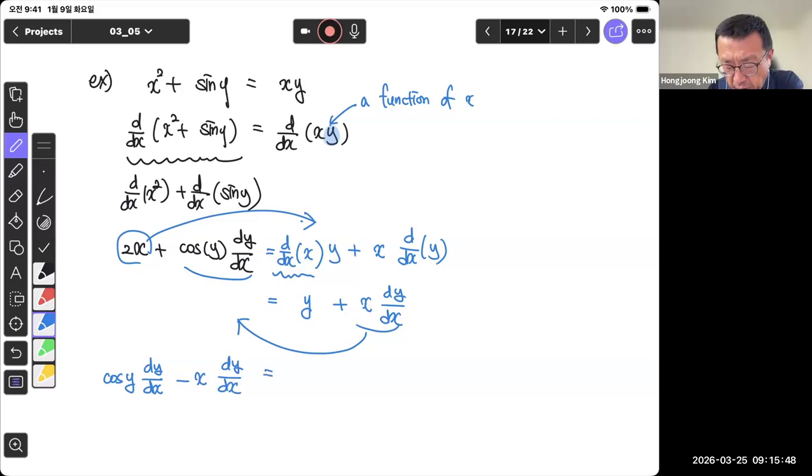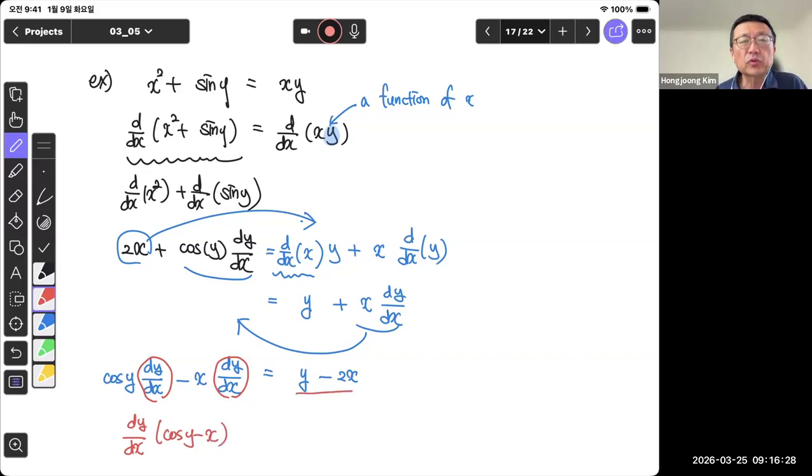And on the right, I had y in the beginning, and then this negative 2x came from the left hand side. Now, if I do this, then each term on the left has dy/dx. So each term has dy/dx. So I can rewrite the left hand side using dy/dx as a common term. So on the left, I have dy/dx times cosine y minus x. And that will be y minus 2x.